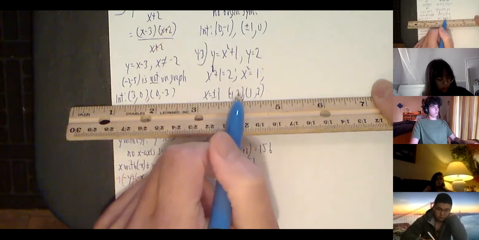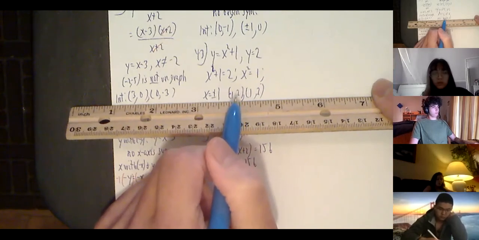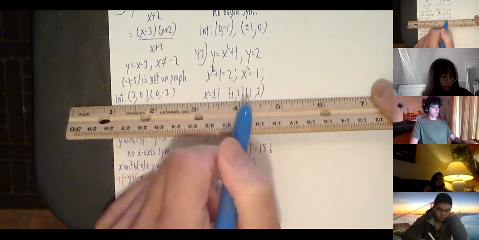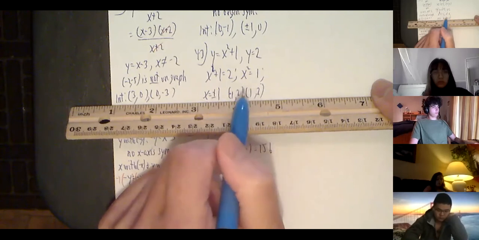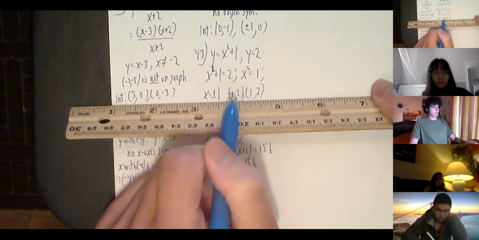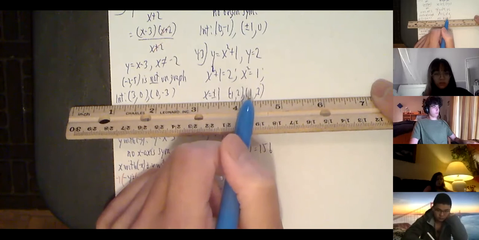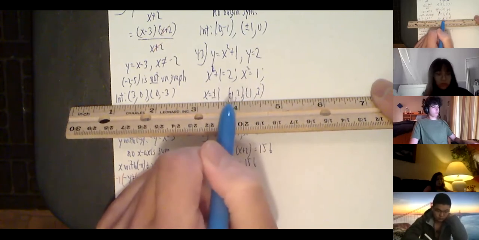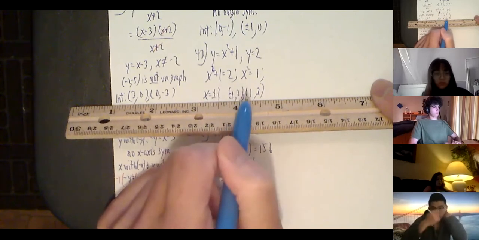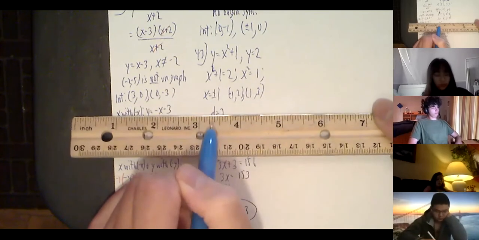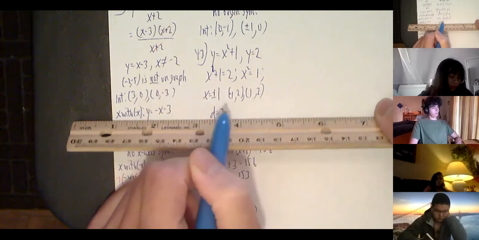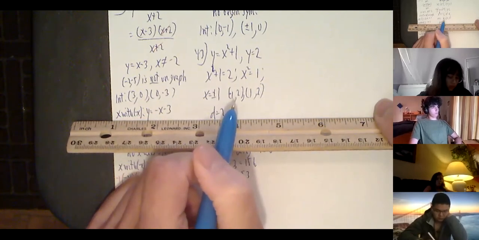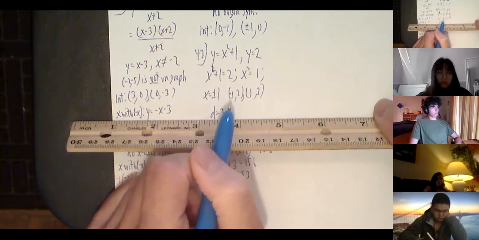And the question is, how far apart are they? How far apart are negative 1, 2, and 1, 2? You don't really have to graph it. They have the same y coordinate, same height. So you're really just saying how far is negative 1 from 1? Well, they're 2 units apart, right? From negative 1, 0, 1. So the answer is 2. The distance is 2.